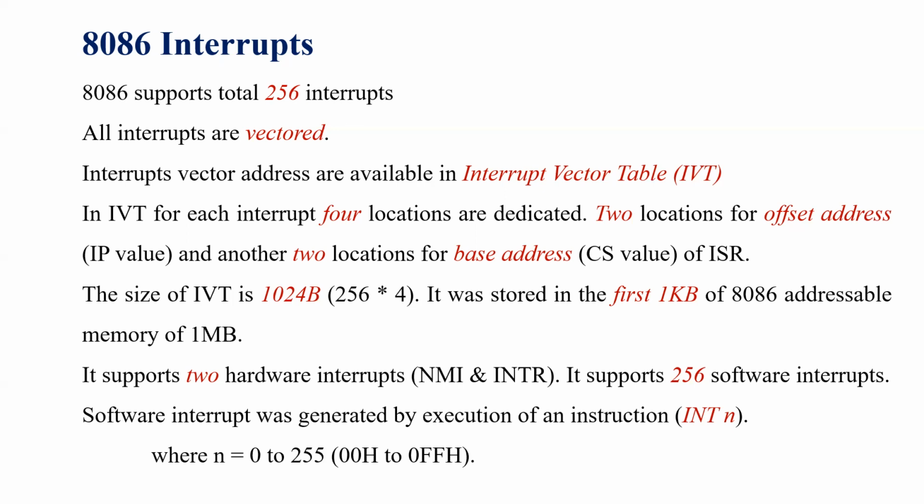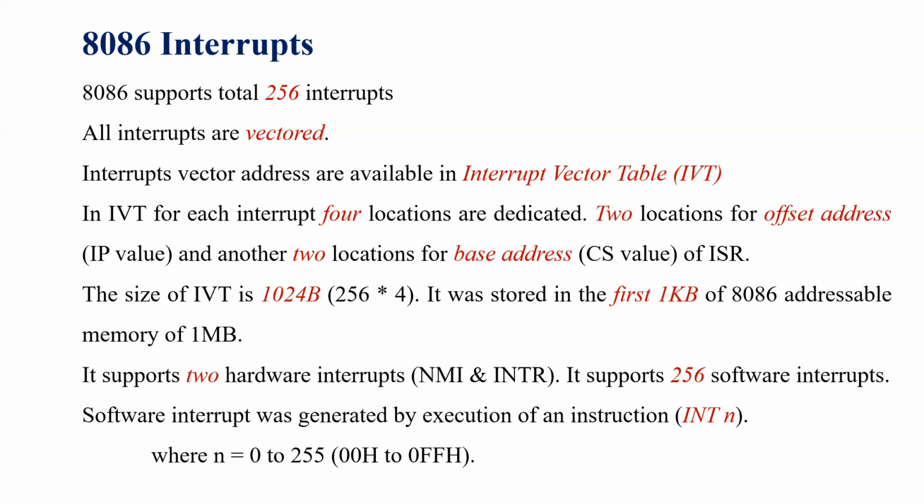In order to shift our execution from the current execution point to the interrupt service routine, we should calculate the physical address of the first instruction in the ISR. How are we calculating that physical address? We are calculating it by the combination of base address as well as offset address. So for each and every interrupt, we dedicate 4 locations in the interrupt vector table, IVT.